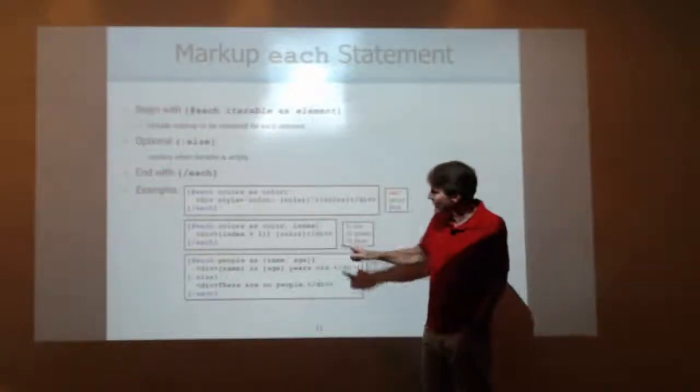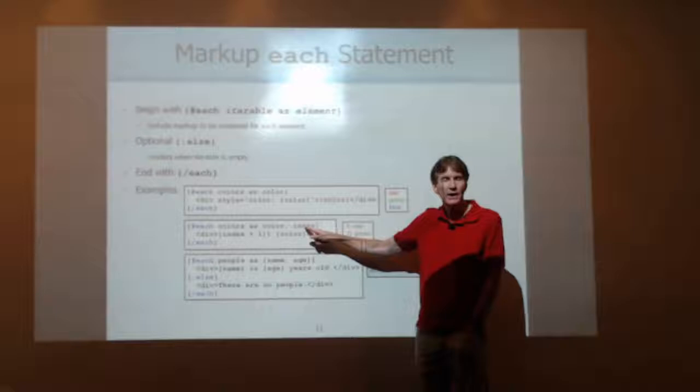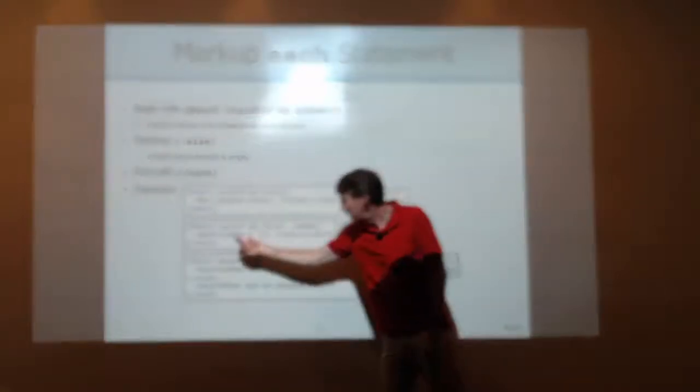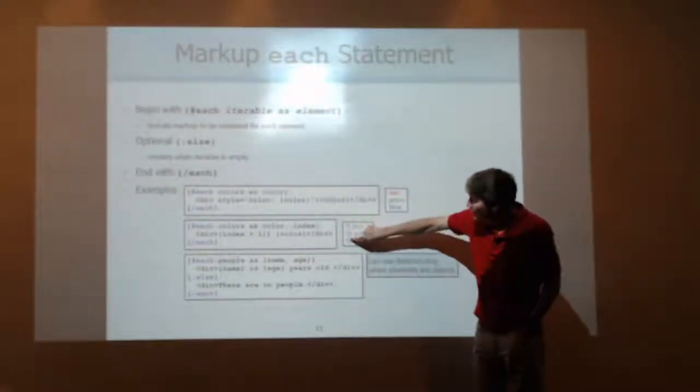In this one, I'm showing that you can also get an index of the things that you're iterating through, and I could use that so that I could output numbers in front of them with a paren after it.